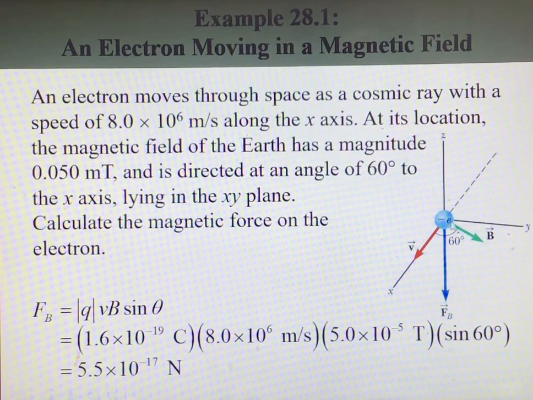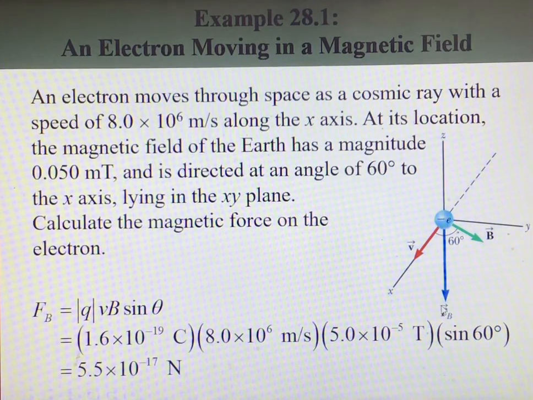Now, if you want to get the direction of the force, you can use the right-hand rule. In the right-hand rule, you place your thumb in the direction of the velocity vector, and then you place the rest of your fingers in the direction of the B field vector. Then you curl your fingers in that direction. It tells you what the force is. Notice that because an electron is negative, you get a force that is pointing down.